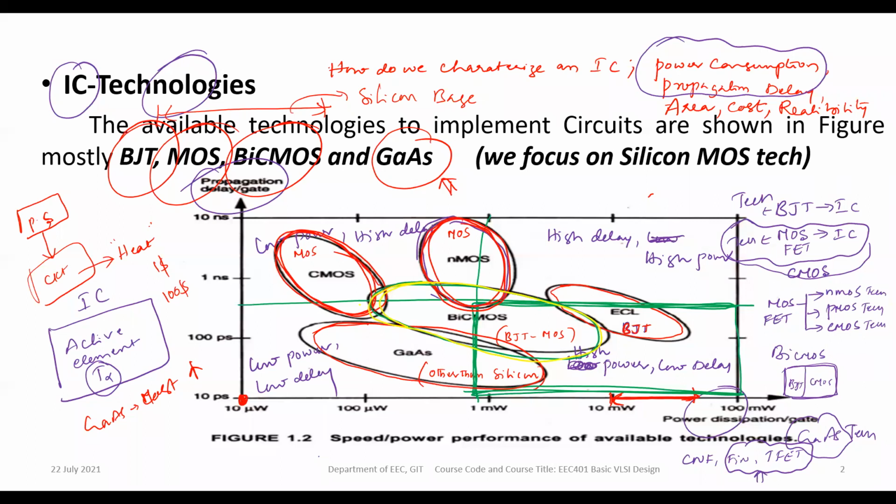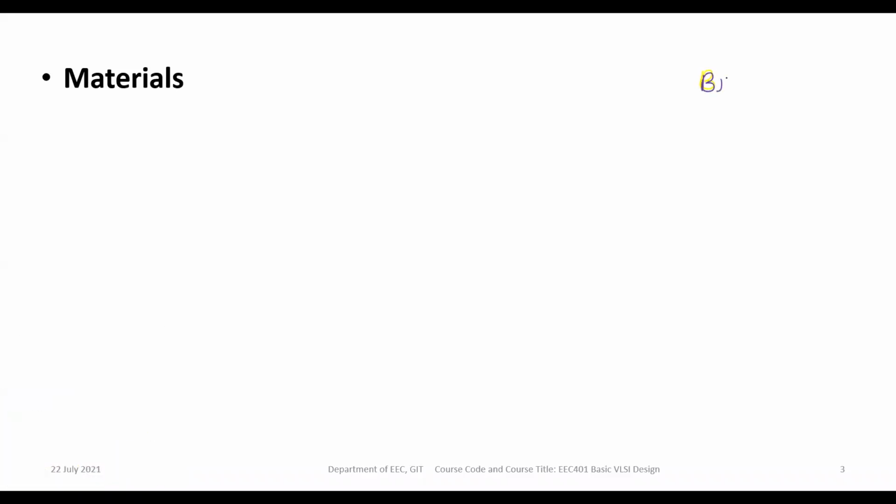So what is the basic advantage of using this BiCMOS? Let us see it in this way. Generally, if you consider the BJT, the power consumption is very high, but we can say that the speed of the circuit is good. Speed is good, right? That's what we observed from the diagram.